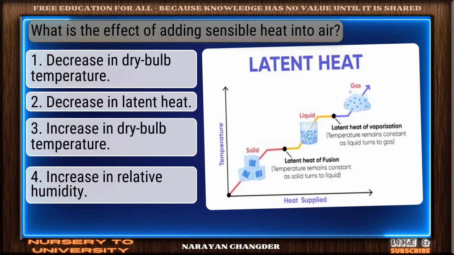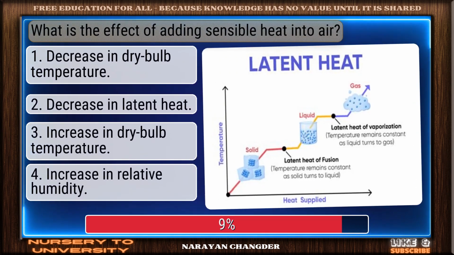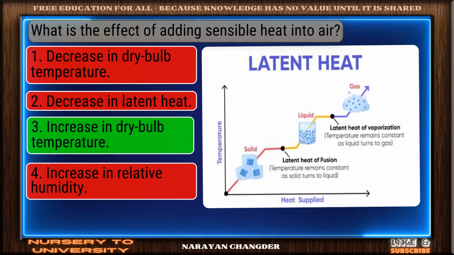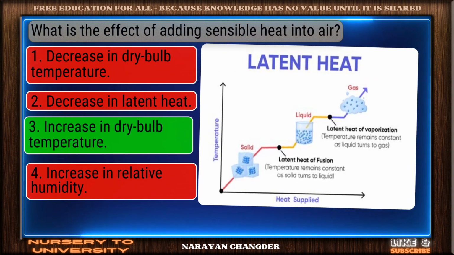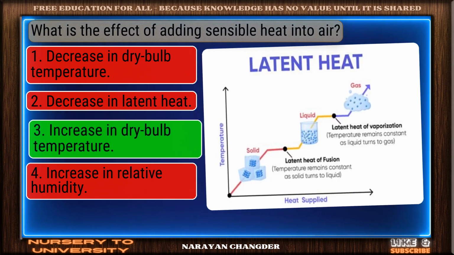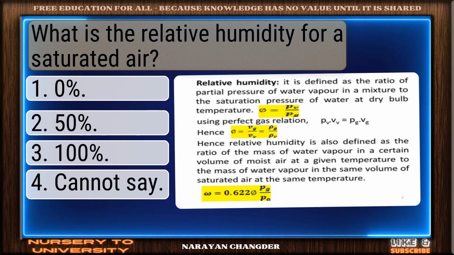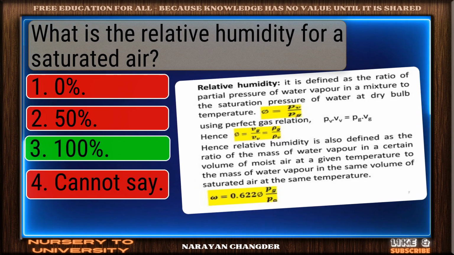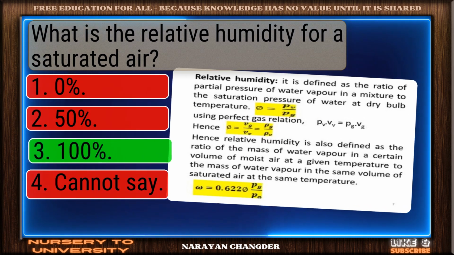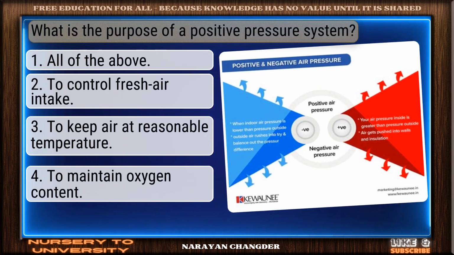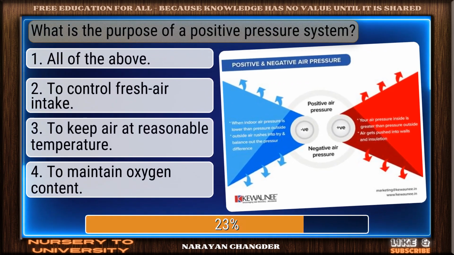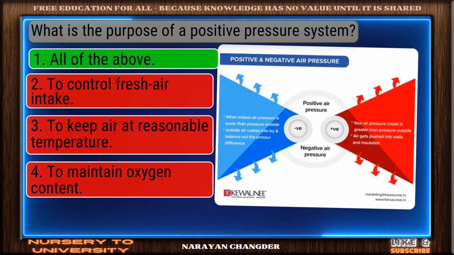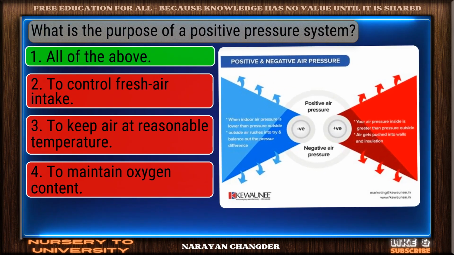What is the effect of adding sensible heat into air? Sharp thinking. Increase in dry bulb temperature is the right choice. What is the relative humidity for saturated air? Great thinking. 100% is the right choice. What is the purpose of a positive pressure system? Good thinking. All of the above is the right answer.